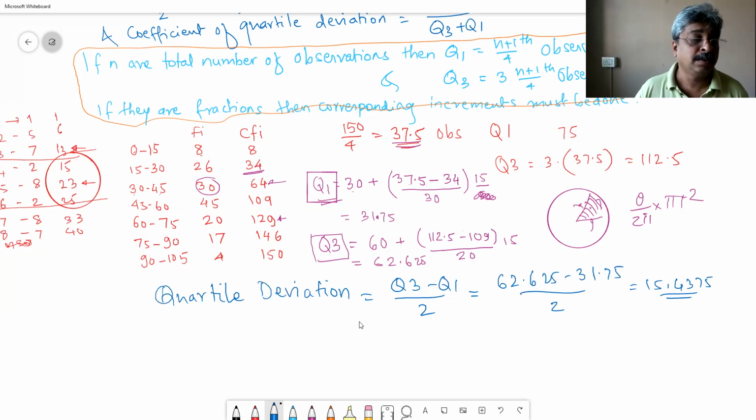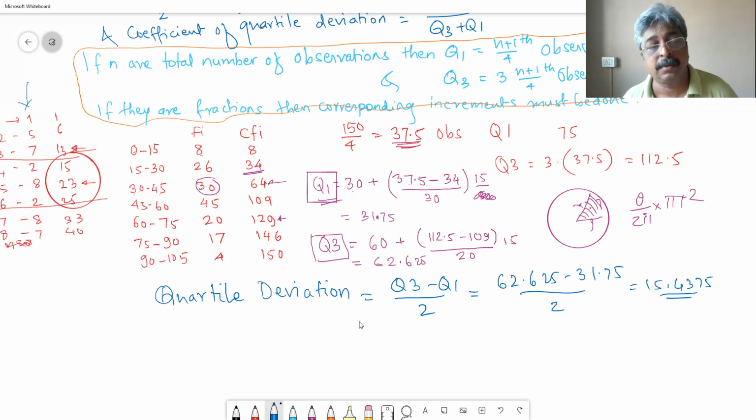See, in 30 to 45, there are 30 observations. You do not know how many are 30, how many are 31, how many are 32. If that information is available, then the data is like that; it is not combined data, it is ungrouped data. This is grouped data.